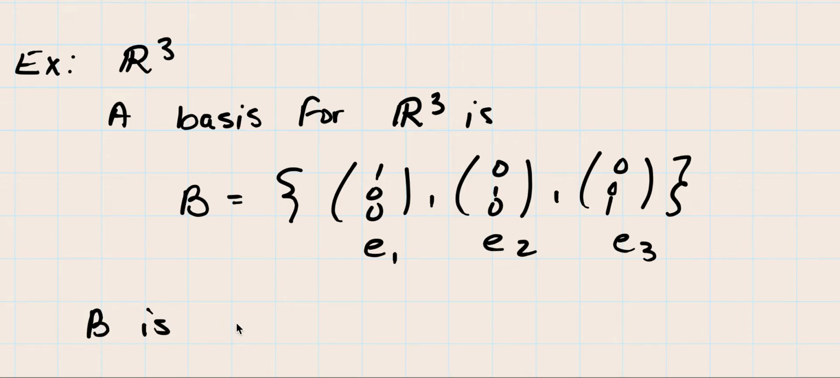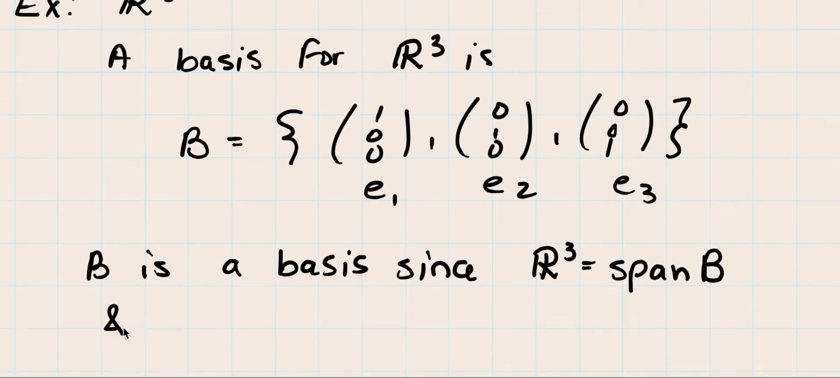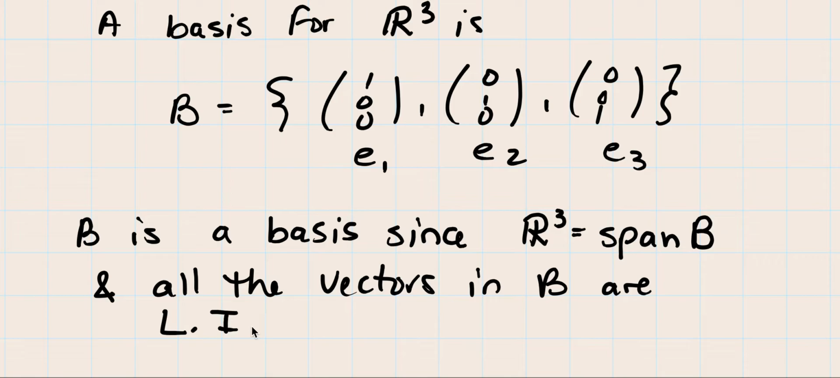B is a basis since R3 is the span of B and all the vectors in B are linearly independent.